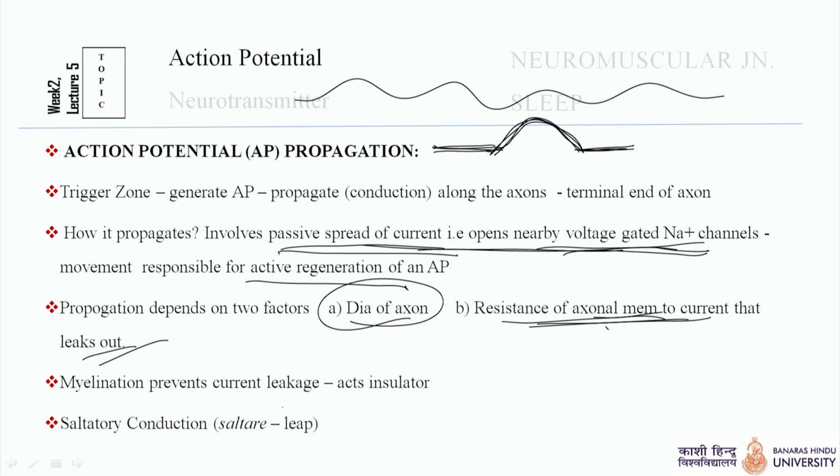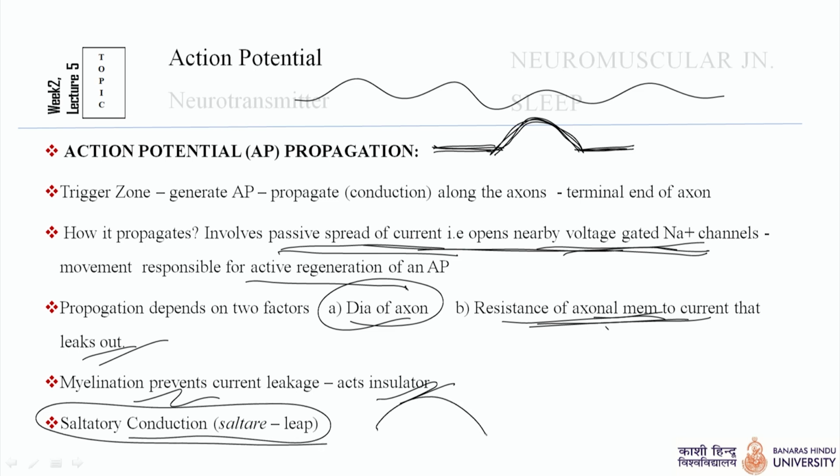Then the next important thing is the myelination process. In the last lecture itself, I told you about myelination and the myelin sheath, which cell is responsible and what the function of the myelin sheath is. It acts as an insulator, and that results in saltatory conduction. Saltatory means leap. Leap means movement like this.